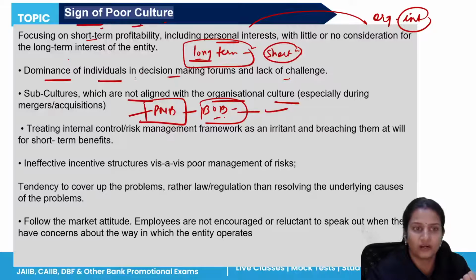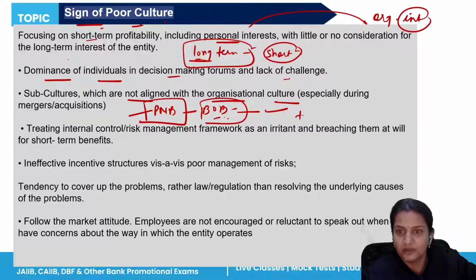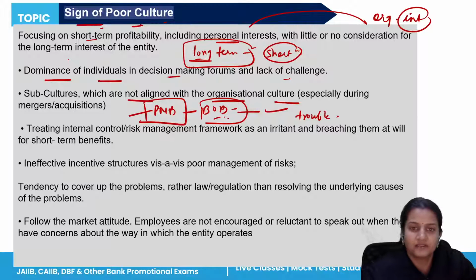It is a sign of poor culture. So mergers and acquisitions should happen when both businesses have a good compliance culture, then the merger will take place in a very good way. Otherwise, it will create a problem. It will create trouble for Bank of Baroda, because PNB has people who are not following the rules and regulations. And if they merge together, then Bank of Baroda will face difficulties with the PNB members.